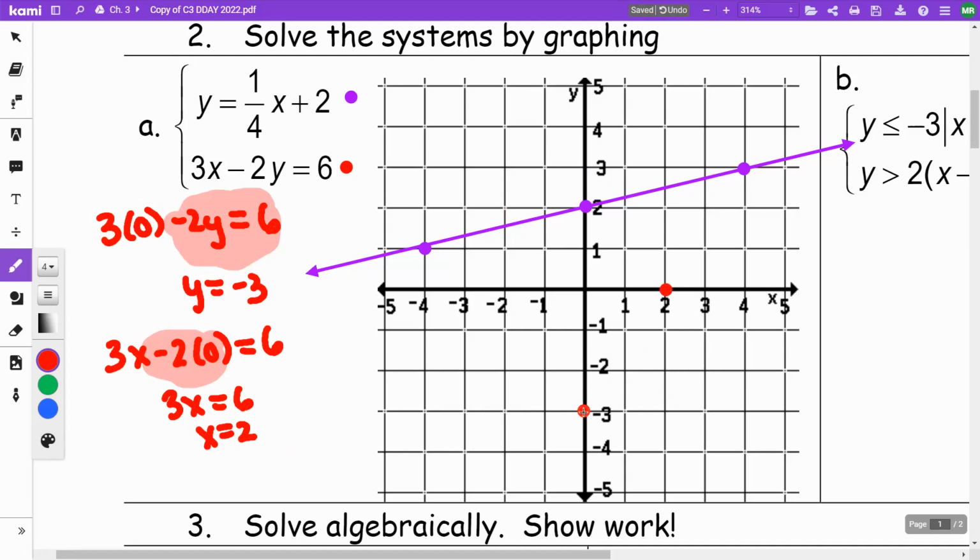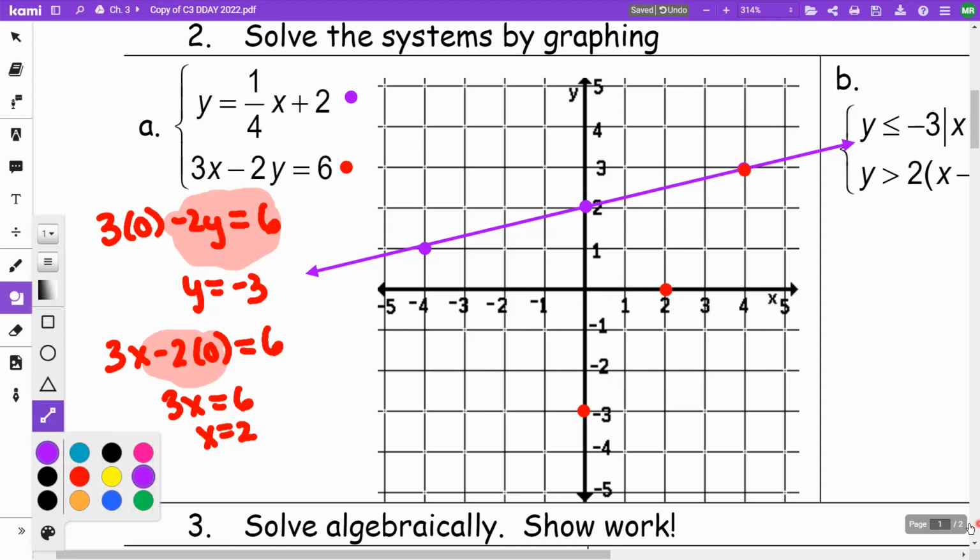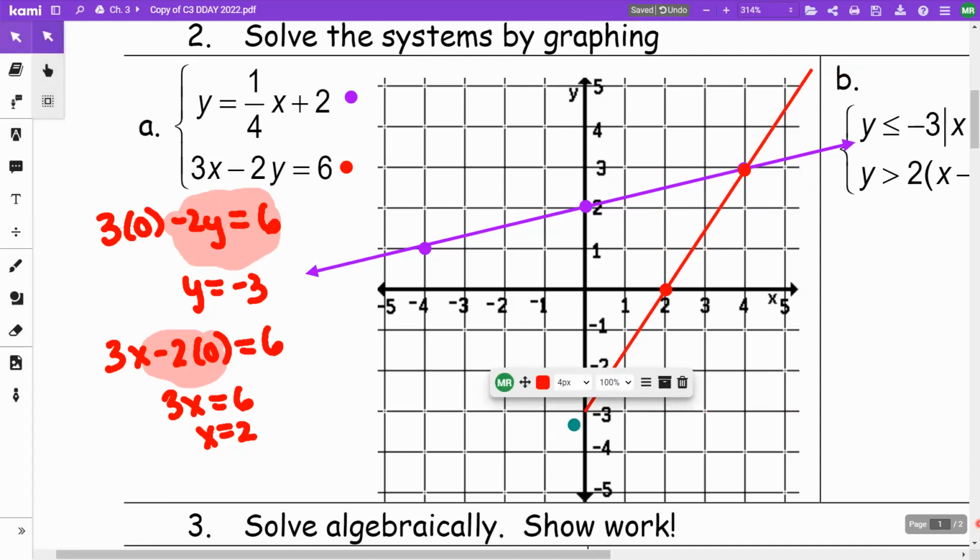Now, if I want to be accurate with my slope, I'm going up 1, 2, 3 over 2, 1, 2, 3 over 2. You see they both are going to intersect right there. Let me just draw my line. I'm going to extend it here also. That's not the point. Okay.